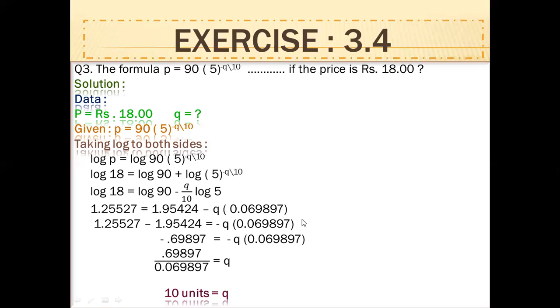No need to apply the anti-log here because there is no log with q. If in your question you have the value of log at the end, then you will take the anti-log to both sides. Here only q is there and we find directly the value of q, which is 10 units.